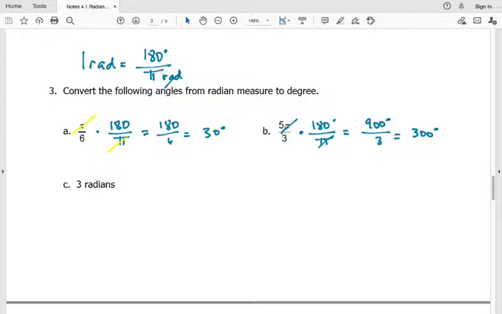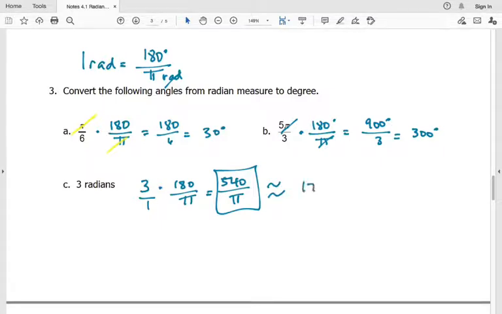All right, and then if we convert 3 radians, so if we multiply 3 times 180 over pi, when we multiply that straight across, 3 times 180 is 540, and then divided by pi. And that would be our answer in degrees. So if I had wanted to get that as a decimal, that would be about 171.887. This is an exact answer. This would be an approximate answer. All right, let's move on.